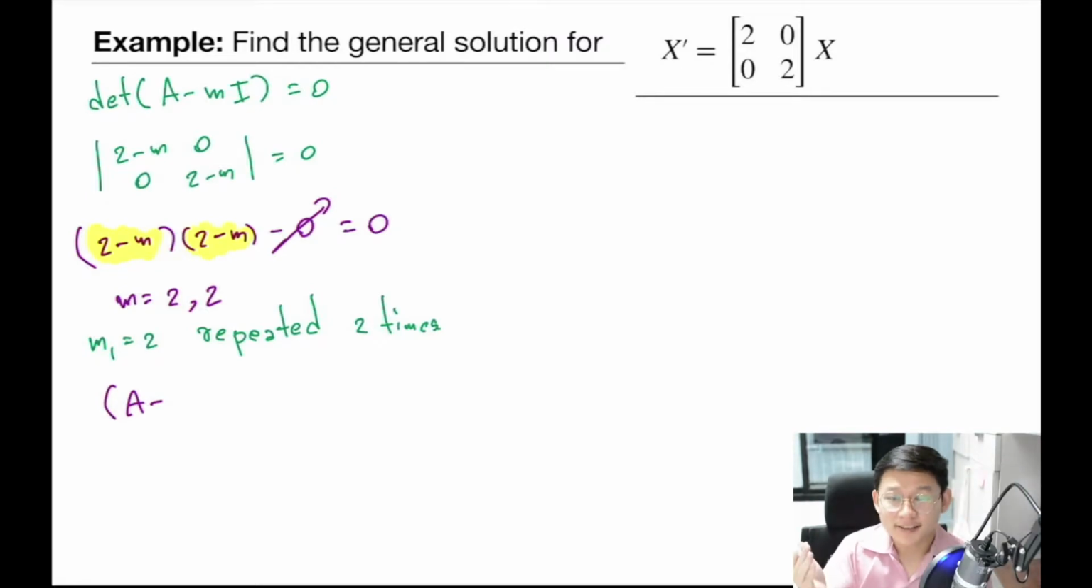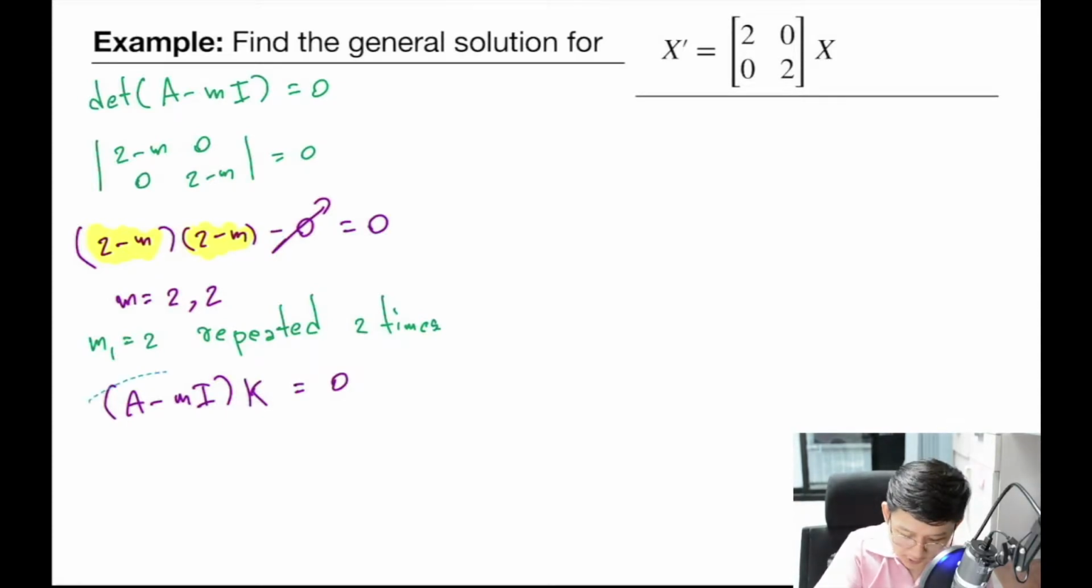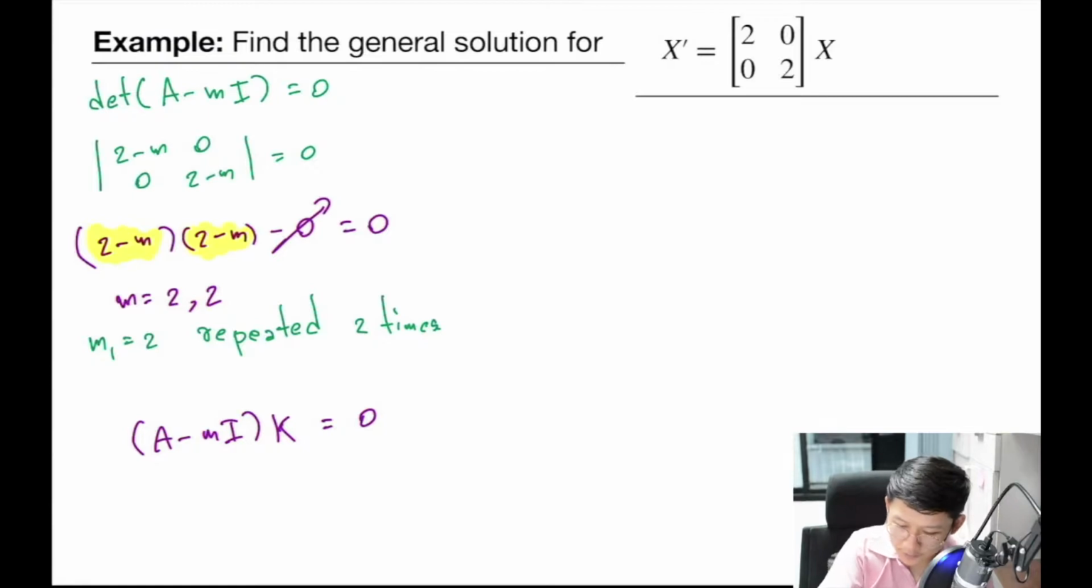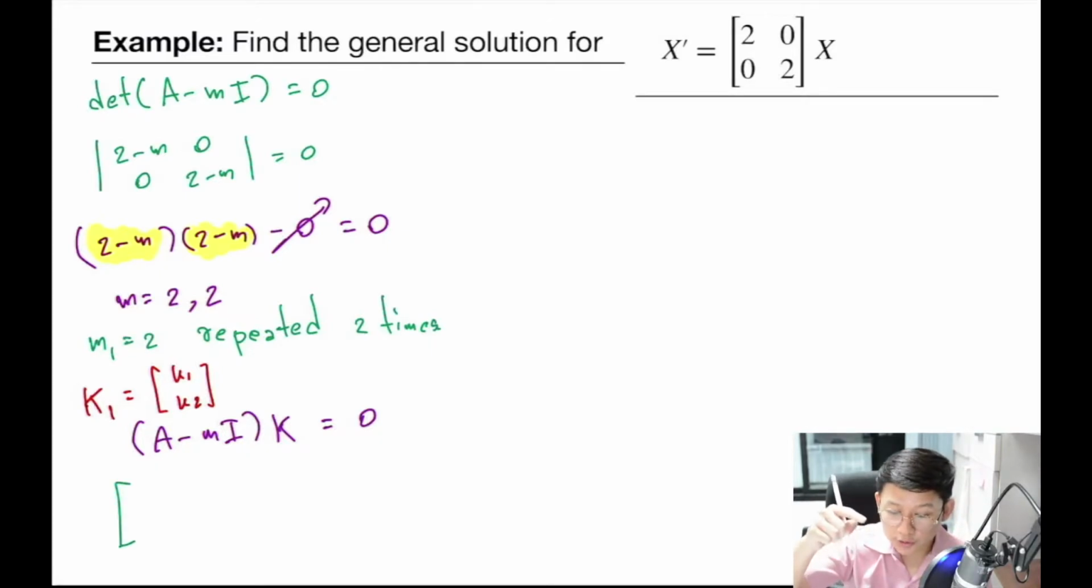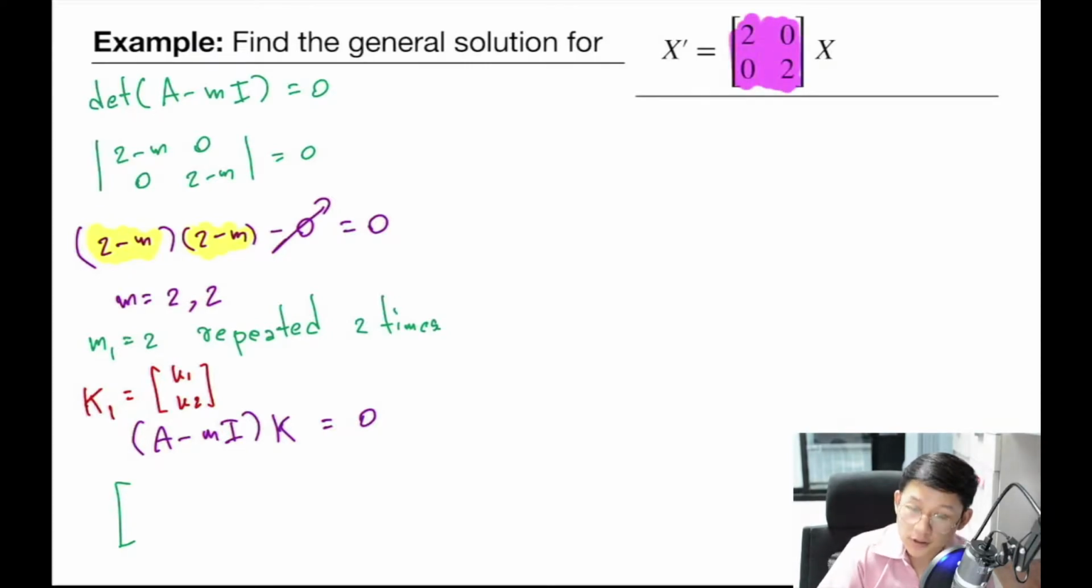Okay, here is A minus mI, k equals 0. And let's say you want to find the first k, which is k1, and that is k1, k2. So in that case, we would have, what is it? A is 2, 0, 0, 2, right? This is the matrix A.